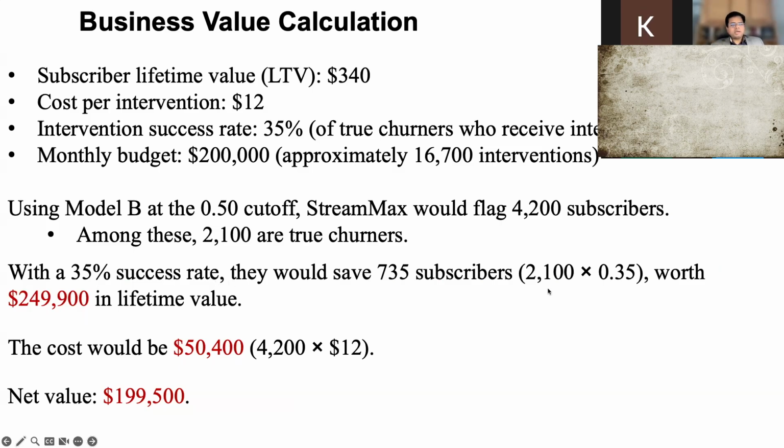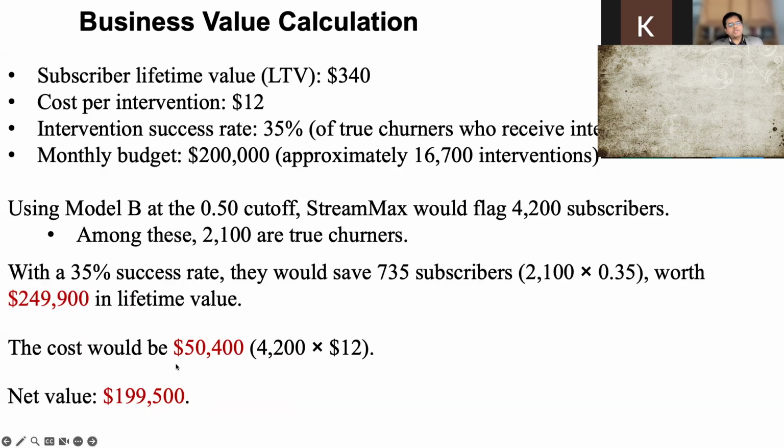We will use the 35% success rate, that they would save a certain amount of money because of that intervention with only the top 10%, or top X percentage, of customers. So with a 35% success rate, they would save these many subscribers and then this much lifetime value from those subscribers. So that's basically the total lifetime value, but there's a cost of reaching out to 4,200 of them at the rate of $12. So the difference between these two will be the total net value.